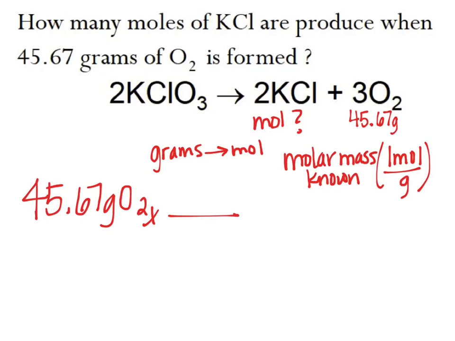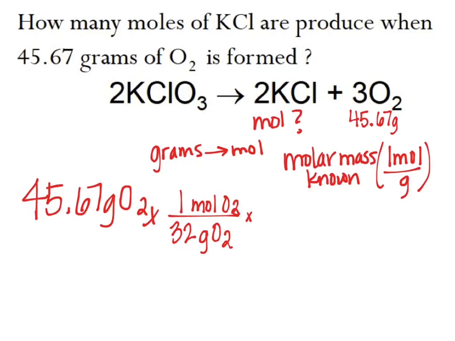So we have grams of O2. We need to get rid of grams of O2, so we need the molar mass of O2. 16, and there are 2 of them. So 32 grams of O2, and that's always in 1 mole. So there's my first step. We have used our molar mass known.